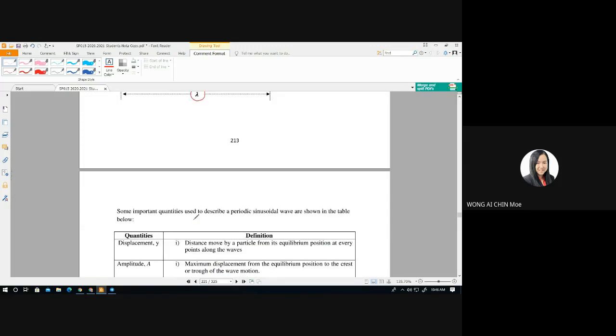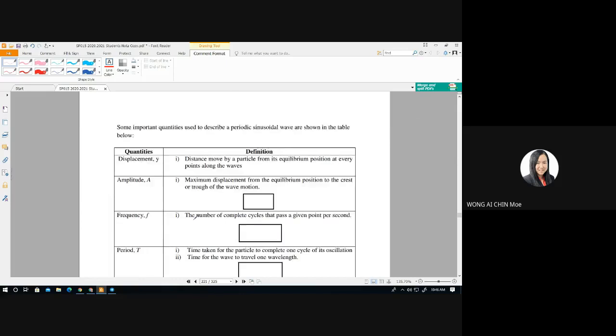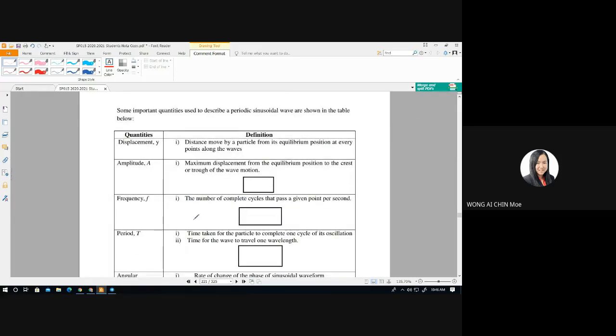Okay, we proceed to page 214. So these are some terms that we need to know before we answer the questions. Some important quantities used to describe a periodic sinusoidal, maksudnya a sine wave, are shown in the table. The first one is y, displacement: the distance moved by the particle from its equilibrium position at every point along the wave. So this is your y. It's a distance where the particles travel.